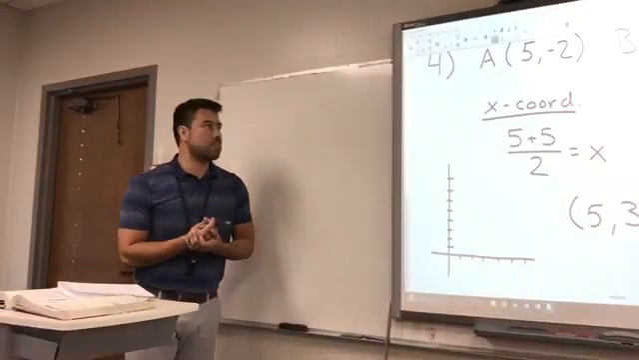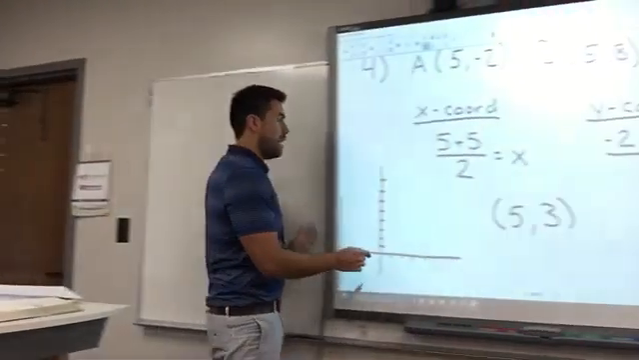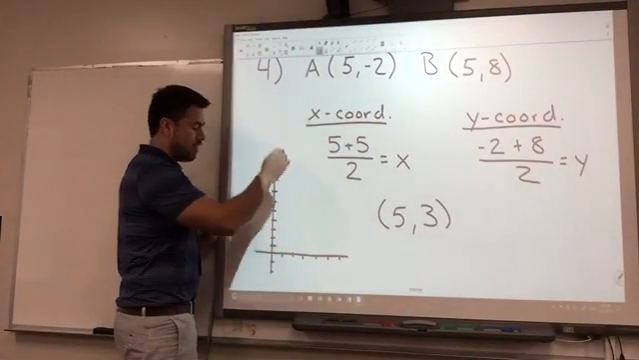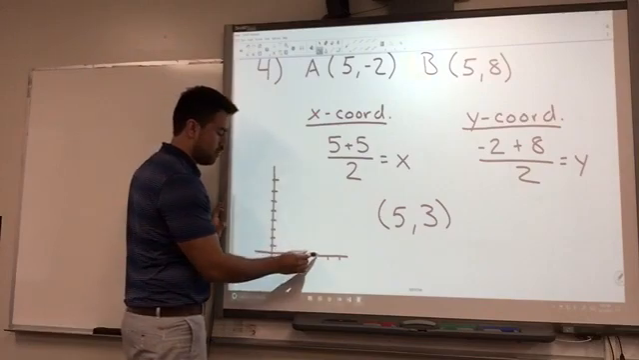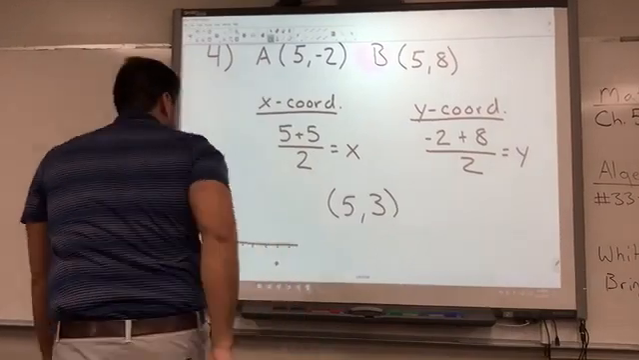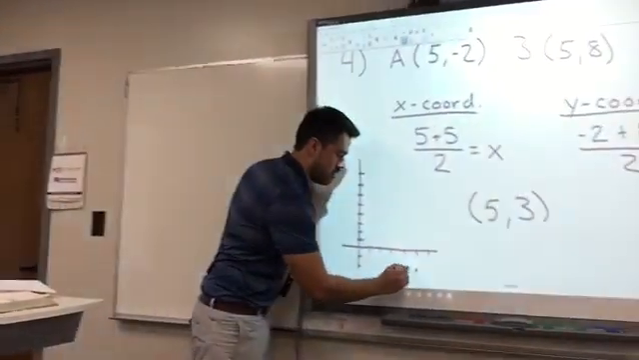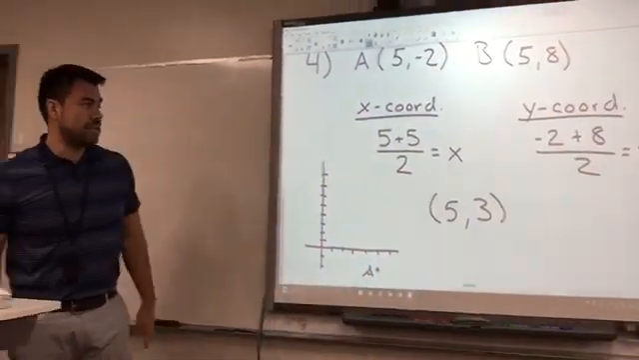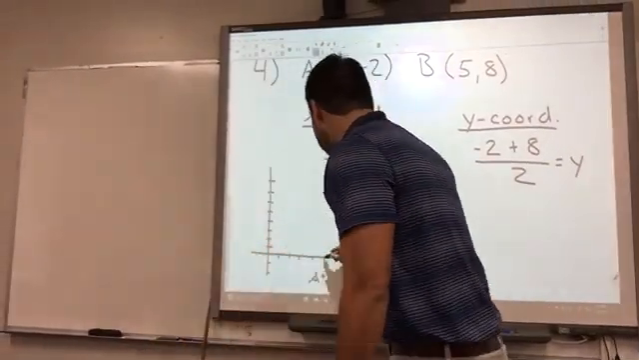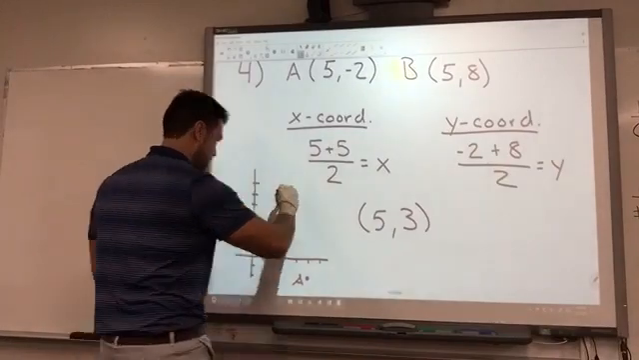Okay, I want you to put the 2 endpoints. So I want you to put where A and B should go. A is here. A is (5, -2). So 1, 2, 3, 4, 5, -2. All right, (5, -2). And then the other endpoint is (5, 8). So 1, 2, 3, 4, 5, 6, 7, 8.